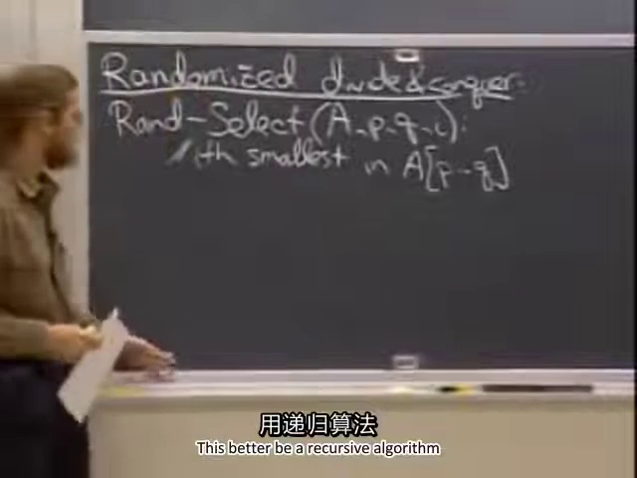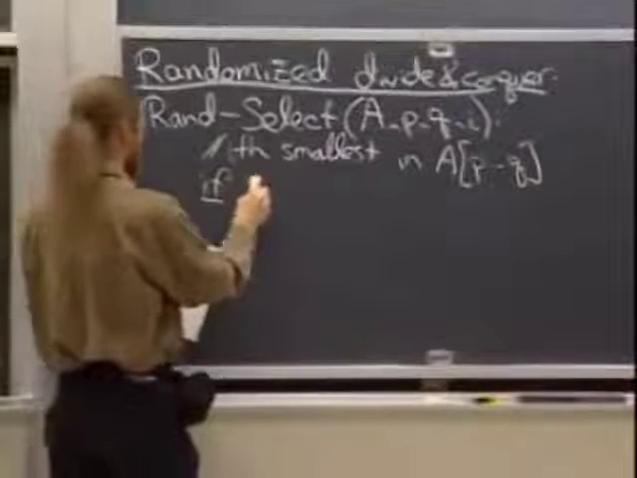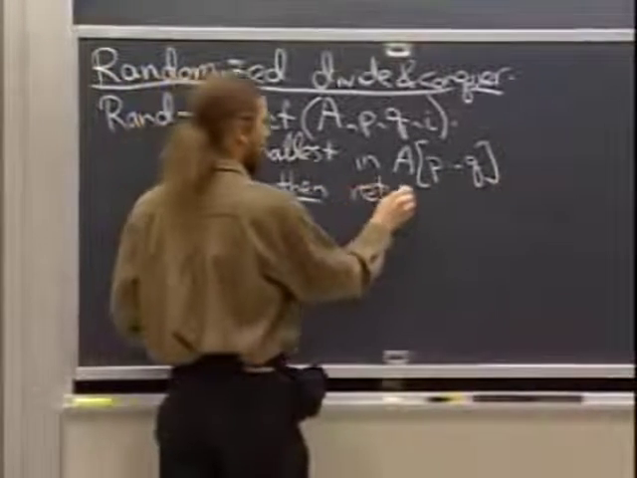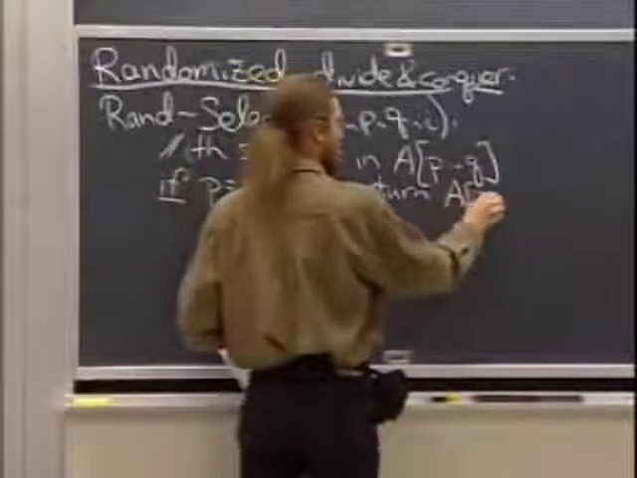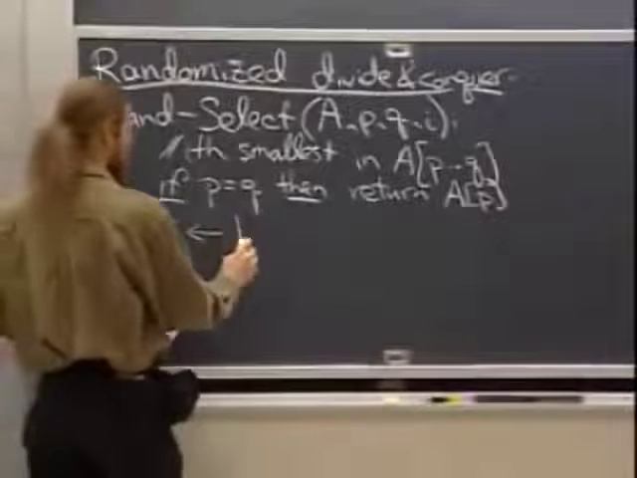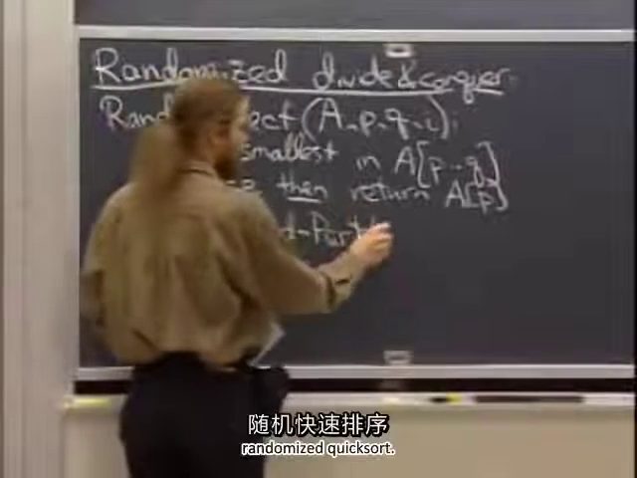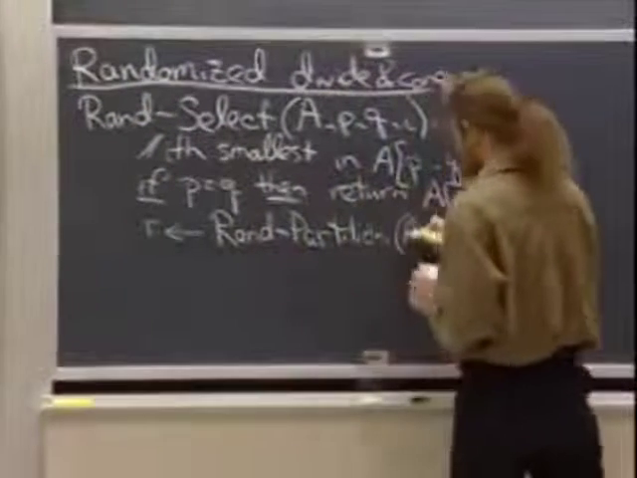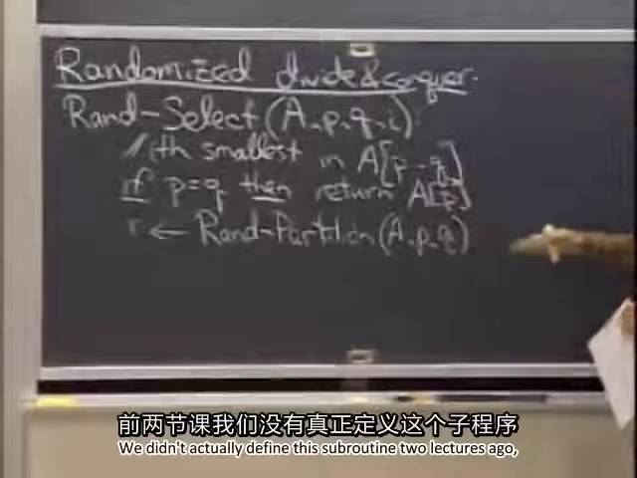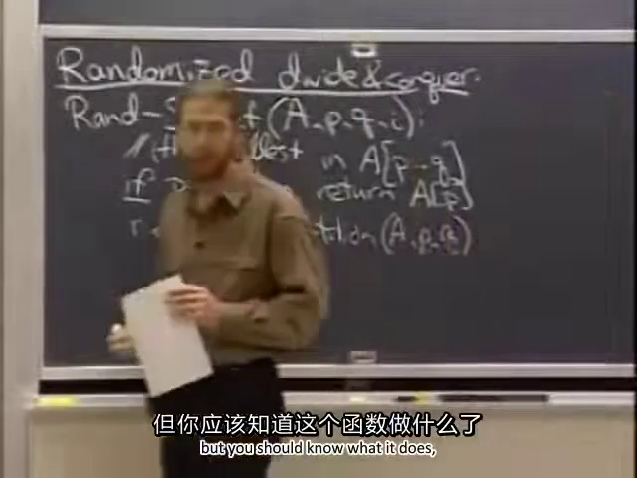This better be a recursive algorithm because we're using divide and conquer. So here's the algorithm. A base case, pretty simple. Then we're going to use part of the quicksort algorithm, randomized quicksort. Okay, we didn't actually define this subroutine 2 lectures ago, but you should know what it does, especially if you've read the textbook.